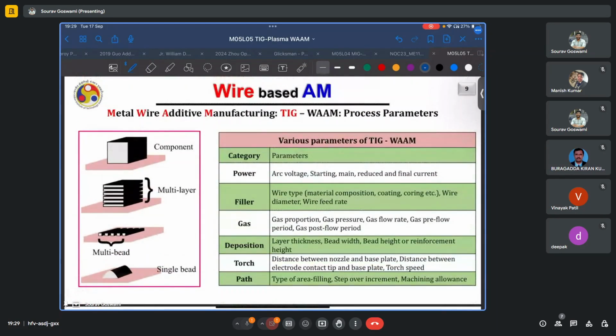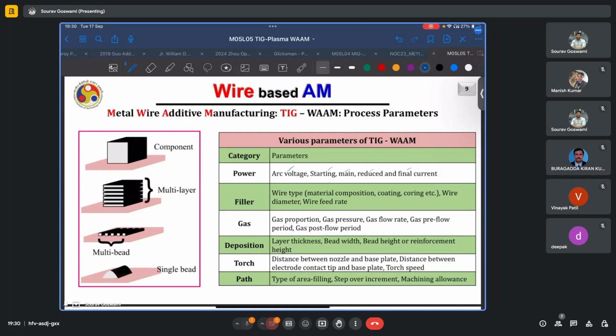Now, similar to the case of MIG WAM process, even in TIG WAM, the control and modulation of various process parameters is important for controlling the build quality and the build properties. In this case, the parameters corresponding to power would be the arc voltage and the currents, such as the starting, main, reduced, and final currents, as we saw. Because typically, rather than having a constant DC voltage, as in the case of MIG, in this case, we would have a modulating voltage, which would typically be a square or a rectangular wave.